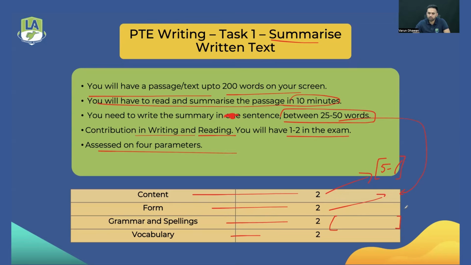If there's one grammar mistake or one spelling mistake, you get 1 by 2. If there's more than one grammar or spelling mistake, you get 0 by 2. And for vocabulary, you don't have to stress much about it. It's just about not using slang language or informal words. I'll give you a technique for how you can get full points in vocabulary as well, right?